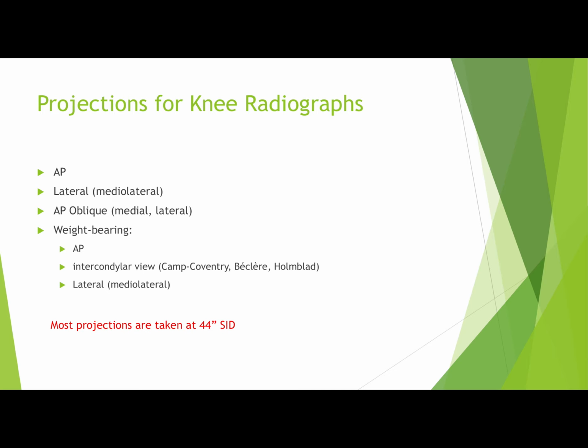Many outpatient clinical sites, such as UNC Ambulatory Care Center and UNC Carolina Point 2, have a more elaborate set of procedures that involves weight-bearing procedures where the patient will be standing up. And you have the AP, the intercondylar view, which includes the Camp-Coventry, Béclère, and Holmblad, and then you also have the lateral view in mediolateral position. Most projections of the knee are taken at 44-inch source-to-image distance.